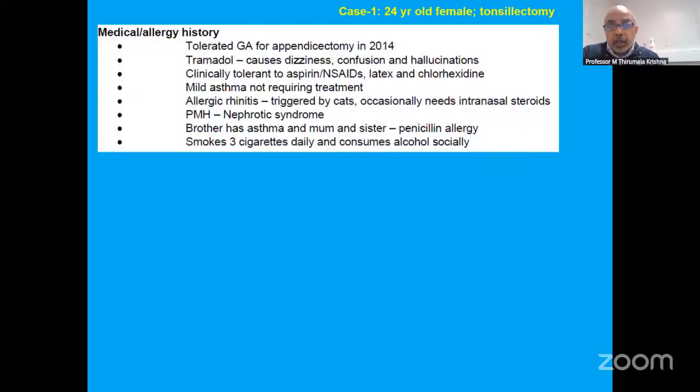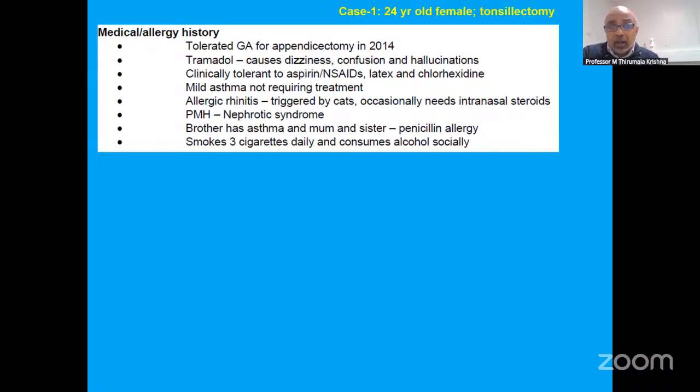Yeah. So this is my case one. This is a young female patient who came in for a tonsillectomy. This patient had tolerated general anesthesia previously. This is an old slide, so that's why it says 2014. They underwent appendectomy previously under general anesthesia.